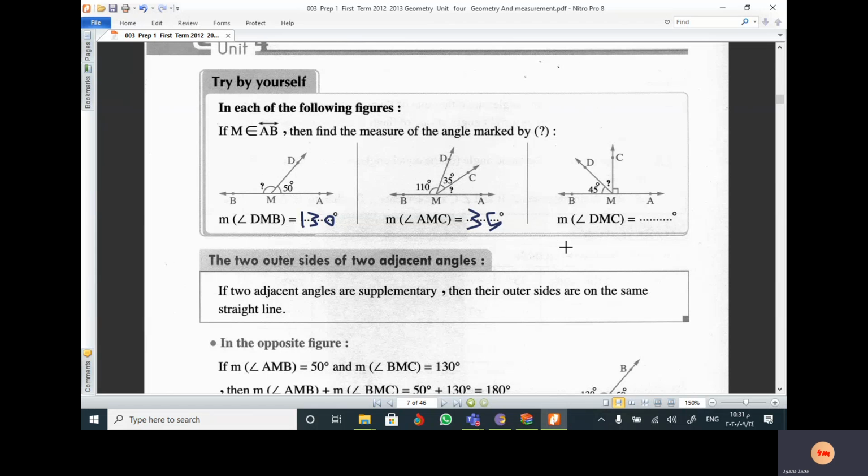The last one, angle DMC. This angle is 90 degrees because it's denoted by this square. This square means it's 90 degrees. And here you have 45, so you will add 90 plus 45, it will be 135. Then subtract it from 180, you will get 45.